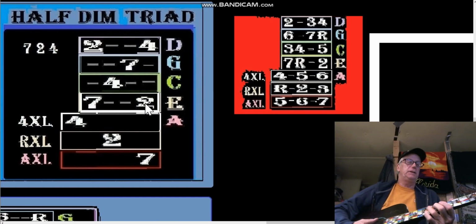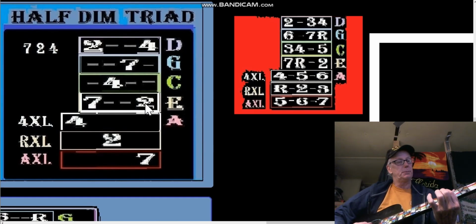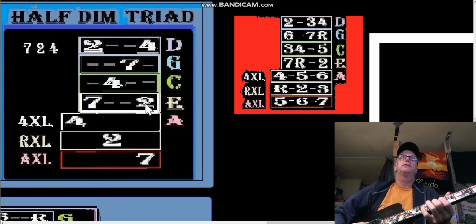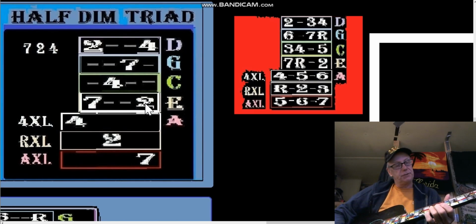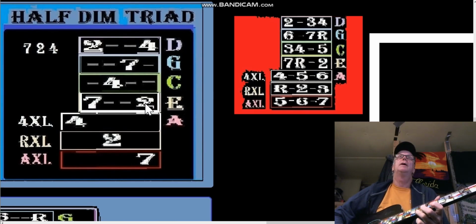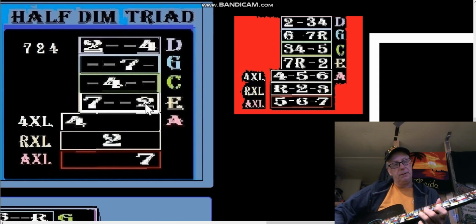So remember, the E string shape's always going to be just 7, root, 2, so it'll be 4, 7, 2. The C string shape is always going to be 4, the G string shape is always just going to be 7, and the D string shape is always going to be 2, 4. Now that might be a little hard to remember. What's the next string shape up? A, which is 5, 6. Is there a 5 or a 6 in 7, 2, 4? No, so you don't even play that string.